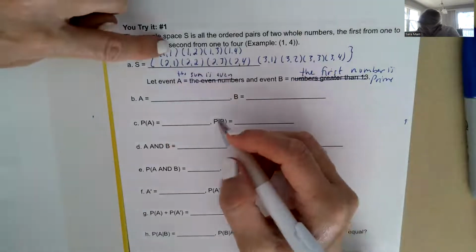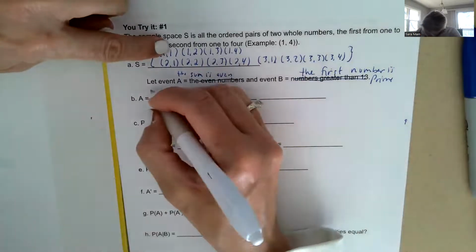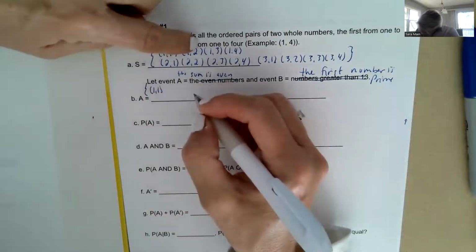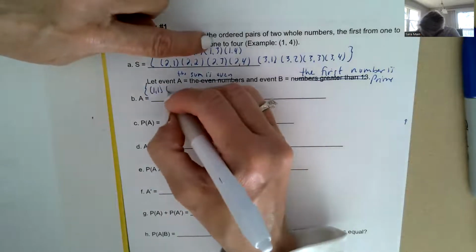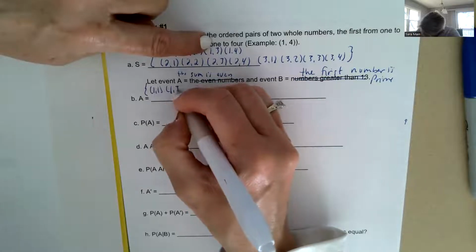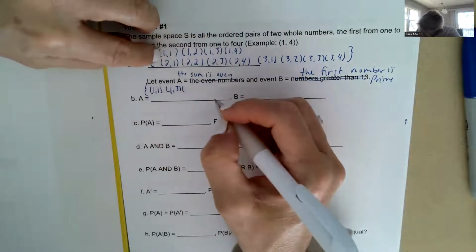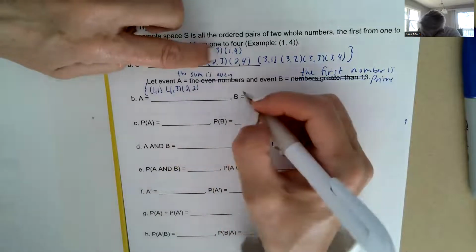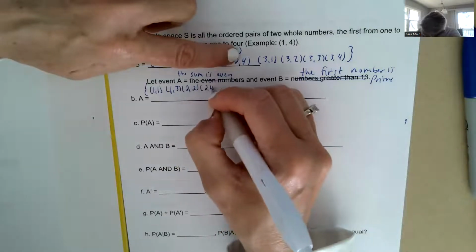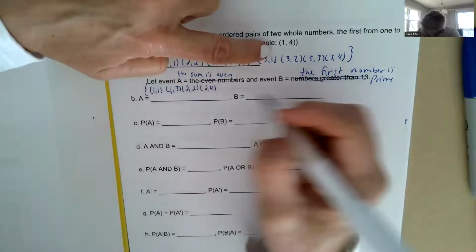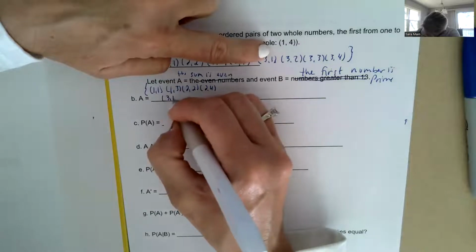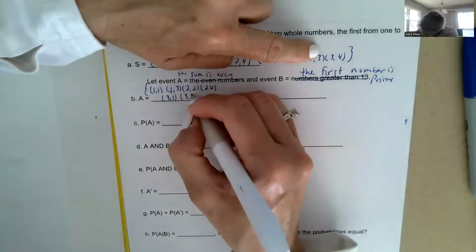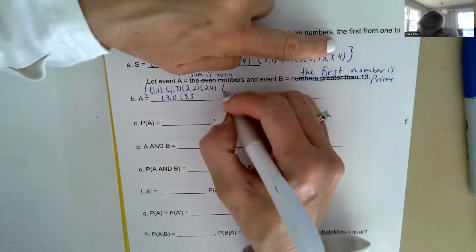So if we add 1 and 1, we get even. So that's 1,1. Not 1,2. 1,3 is even. Not 1,4. 2,1 is not even. 2,2 is. Not 2,3, but 2,4. 3,1 is even. That makes 4. Not 3,2. 3,3 is. 3,4, no.